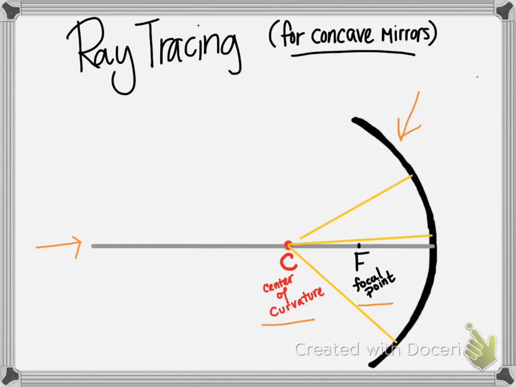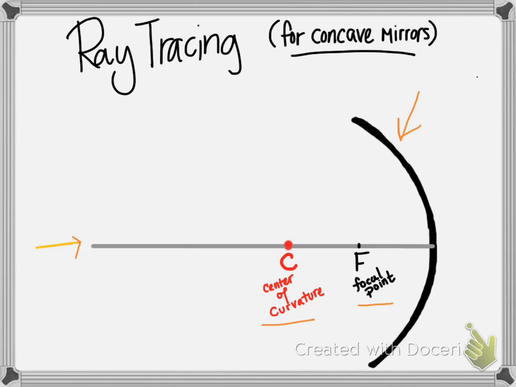So you can use a compass or you can sort of freehand it, but you do need to make sure that the center of curvature is actually at or very close to the center of the arc that you're using for your concave mirror. You also need to make sure that your focal point is exactly halfway between the center of curvature and the mirror surface, and that your principal axis is right in the middle of that mirror.